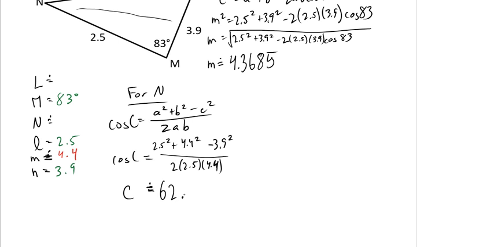I got 62 point, we don't even really need any decimals, but 62.4. So that was N, so 62 degrees. And then for L, I could use cosine law again, but that would be kind of overkill. What should I do? Yeah, just subtract from 180. And since we're only subtracting, you don't need those 4 decimal places. You don't really even need one.